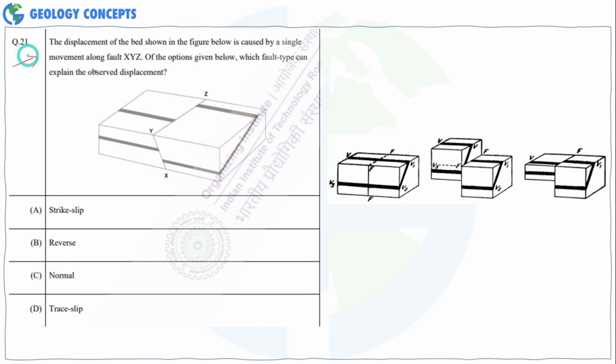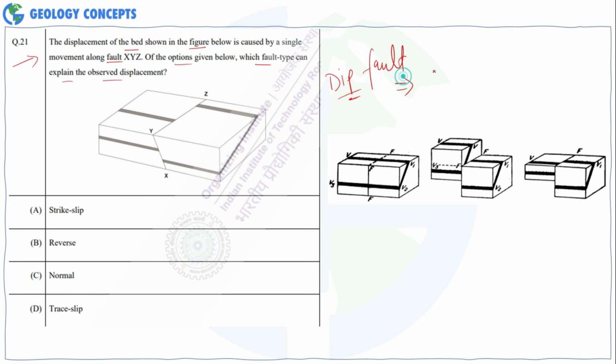Okay, next is again from structural. It says the displacement of the bed shown in the figure is caused by a single movement along fault XYZ. So this is your fault plane XYZ. Out of these given options, which fault type can explain the observed displacement? Now this is a type of dip fault. What is a dip fault? Dip fault is a fault in which the strike direction of fault is in the direction of dip of bed.